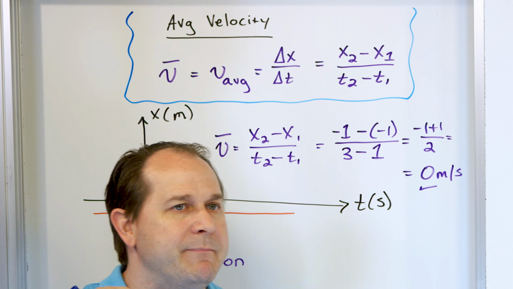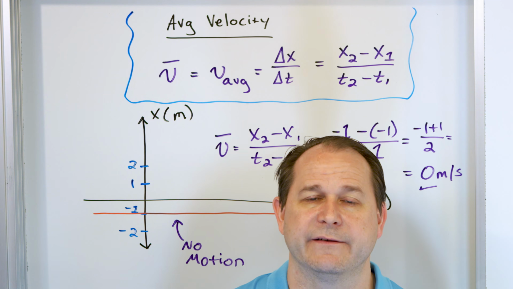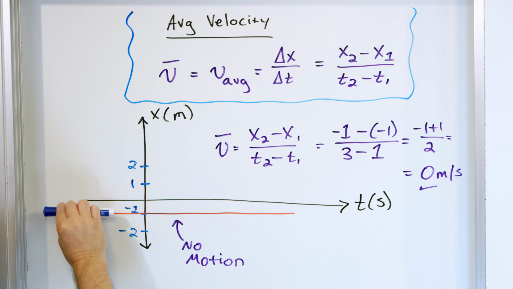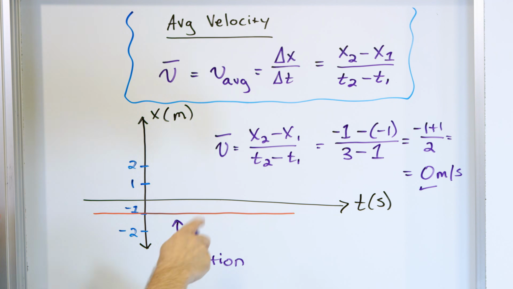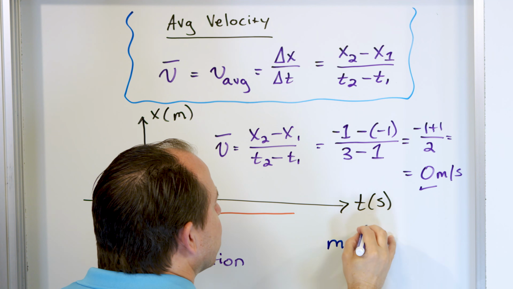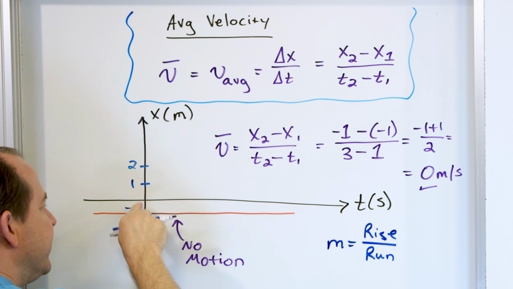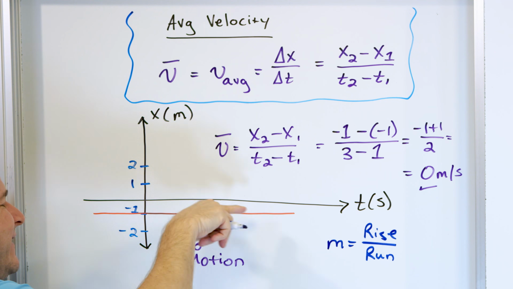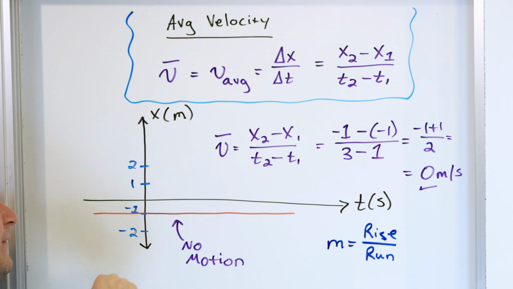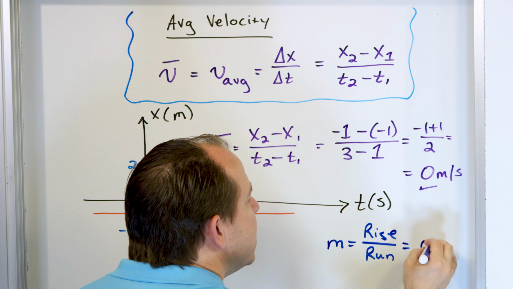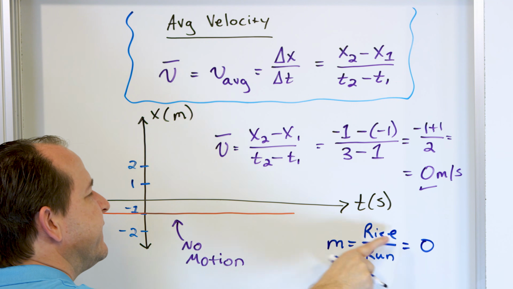Remember back from algebra or calculus if you're taking calculus. What is the slope of this line? Remember, horizontal lines, it's rise over run, right? The slope of any line is rise over run. Well, this line is not rising at all. The rise is 0. So if you calculate the slope of any horizontal line, you get 0. Notice that the velocity was 0 and the slope of this line is 0.